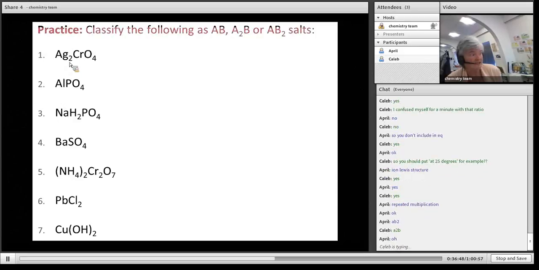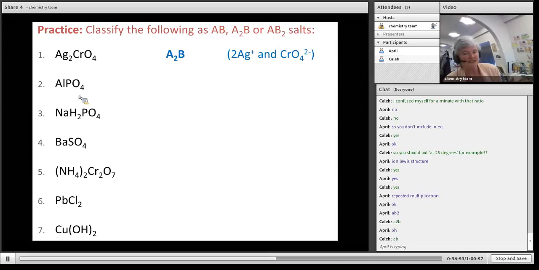A2B, actually, it's the other way around. Yep. Okay, because I've got 2 of this. What is this one, the aluminium phosphate? Yep, AB. So you got it now, April? So we've got 2 of the cation and 1 of the anion. Here I've got 1 of the cation and 1 of the anion. Okay, so it's just a straightforward AB. This is 1 cation and 1 anion as well.